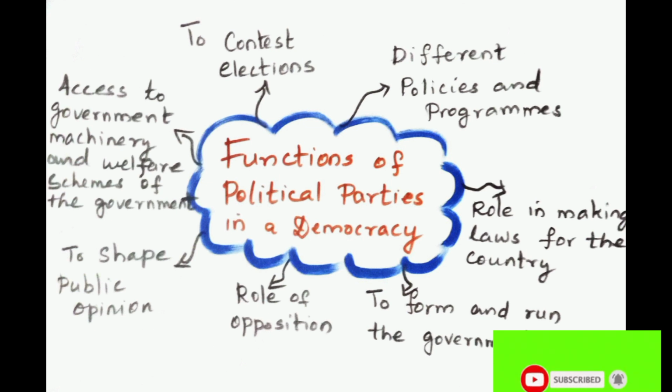The next function is to shape public opinion. Political parties, through their public meetings and the media, educate the masses about the various problems facing the country. Sometimes they also launch movements for the resolution of problems faced by the people. The next function is to provide access to government machinery and welfare schemes of the government. For an ordinary citizen, it is easier to contact a local party leader than a government officer. Local party leaders help an ordinary citizen to get his or her work done. These are some important functions of political parties.